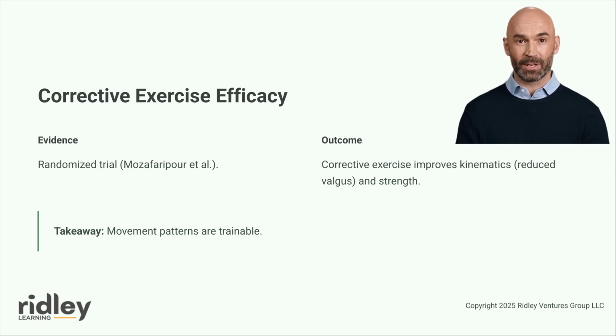Identification of movement dysfunction through biomechanical assessment creates opportunities for targeted corrective exercise intervention. The goal of corrective exercise is to improve movement quality by addressing the underlying impairments contributing to abnormal mechanics. This may include strengthening of weak muscle groups, improving flexibility of tight structures, and retraining neuromuscular control patterns through deliberate practice.